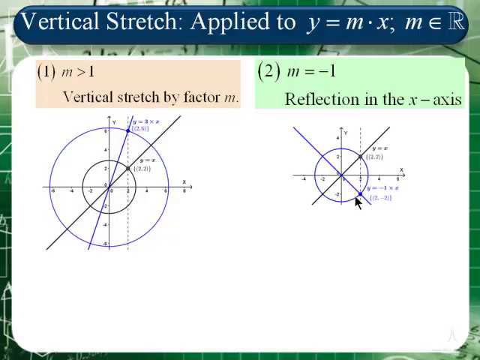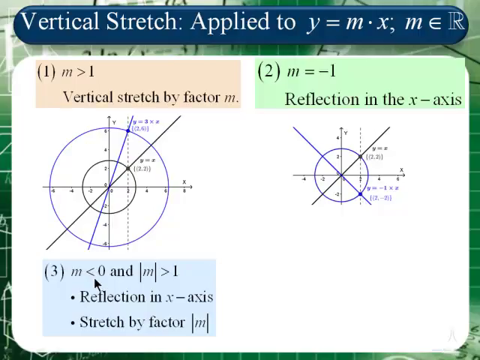While if m is equal to -1, we've discovered that that's simply a reflection in the x-axis. So here is the scenario. The point 2, 2 transformed to 2, -2. The defining equation from y equals x to y equals minus x, and you should be able to see that it's a reflection in the x-axis. If m is negative, that means it's a reflection in the x-axis, while if the absolute value of m at the same time is greater than 1, then it's a vertical stretch by the factor the absolute value of m.